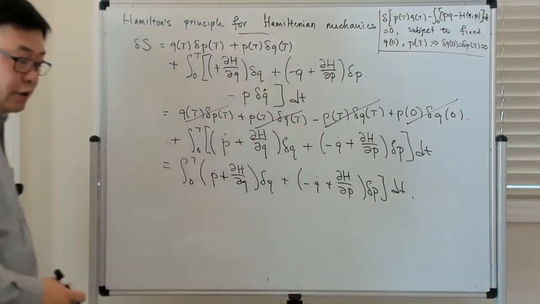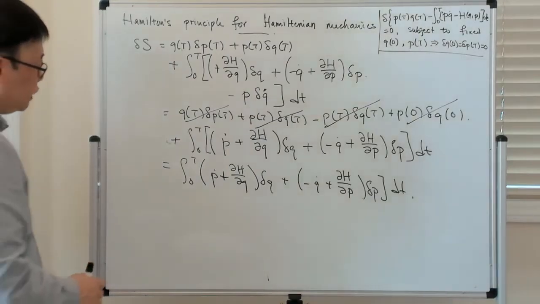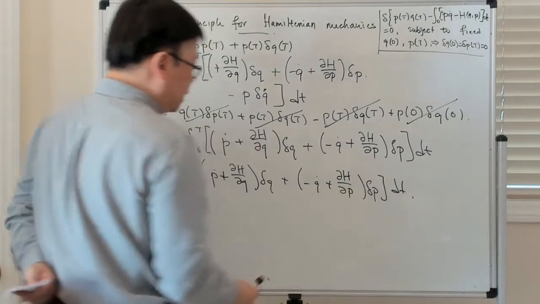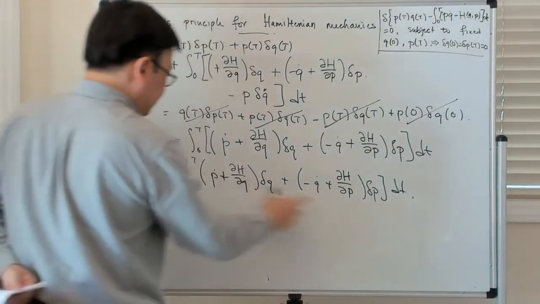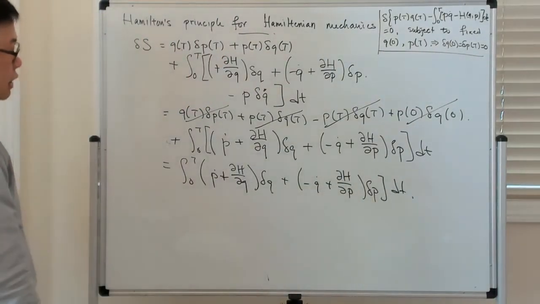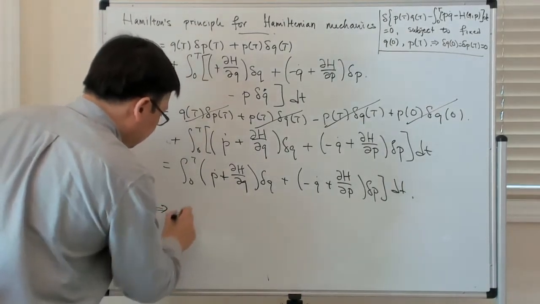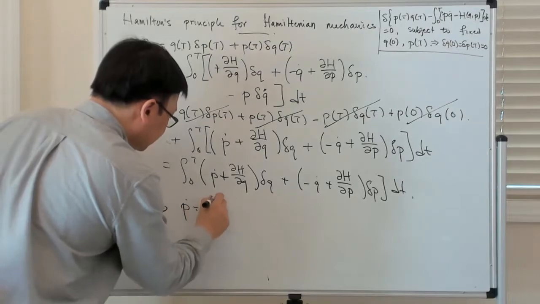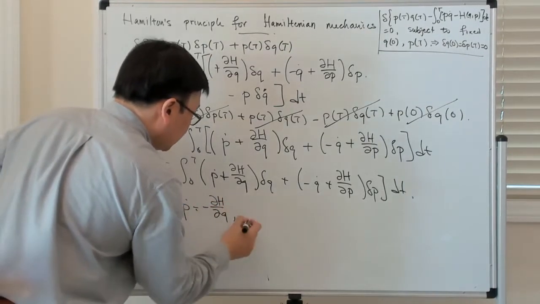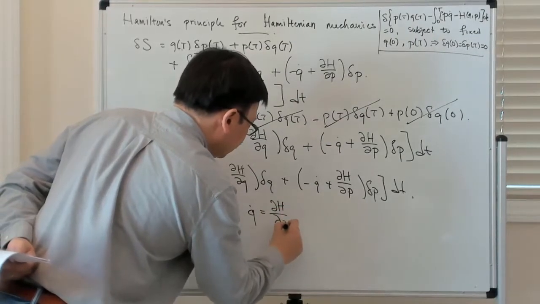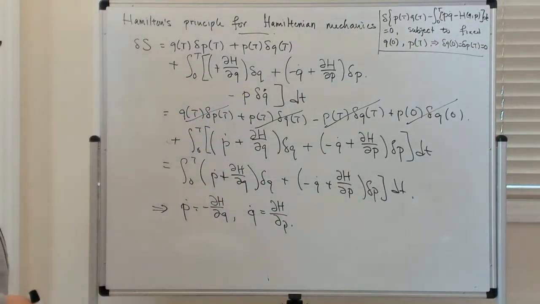And by the fundamental theorem of the calculus of variations, in order for this thing to vanish for all possible variations in q and p, it has to be that, of course, these things inside the round parentheses vanish. So this implies that p dot is equal to minus dh/dq, and q dot is equal to dh/dp, which are of course just Hamilton's canonical equations.